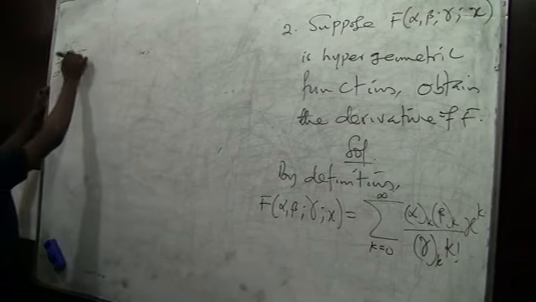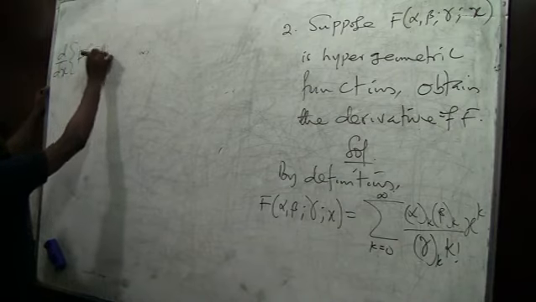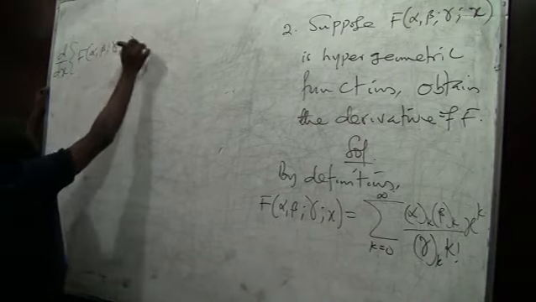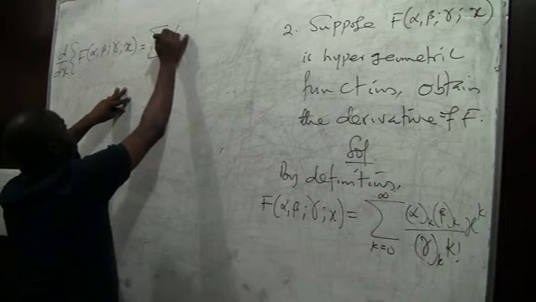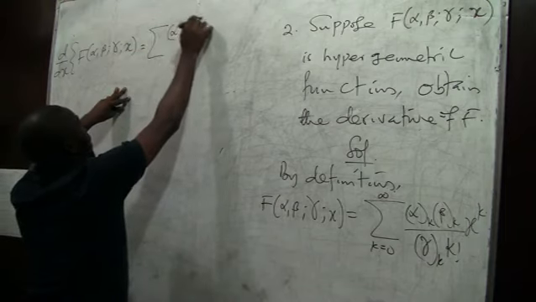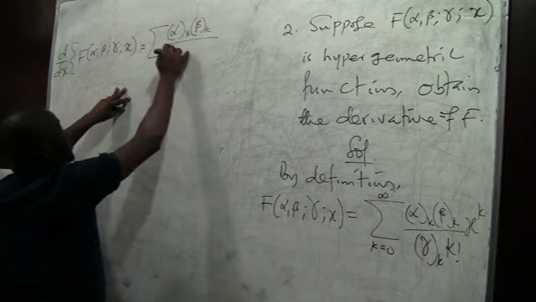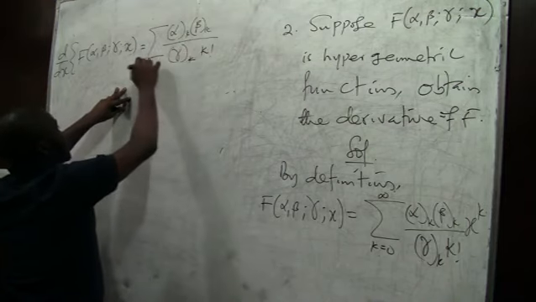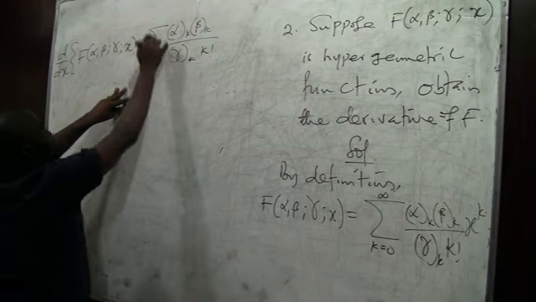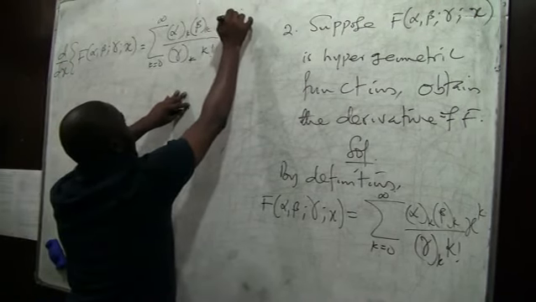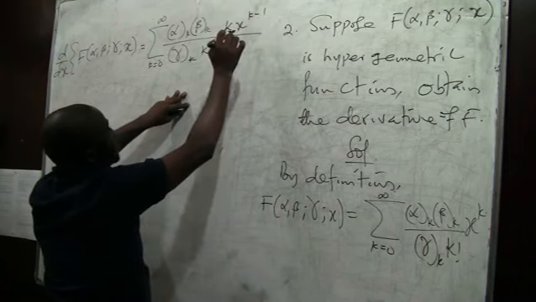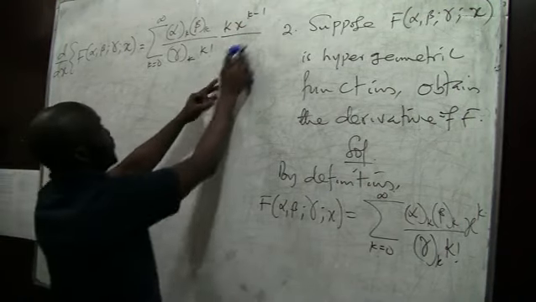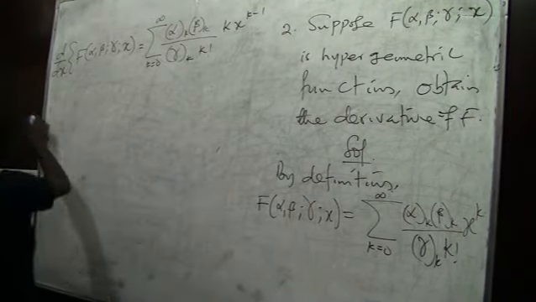d/dx of f(alpha, beta; gamma; x) is to differentiate x raised to power k. We obtain the sum of alpha sub k beta sub k divided by gamma sub k, k factorial, k from 0 to infinity, of k x raised to power k minus 1. That is what we have as our differentiation.